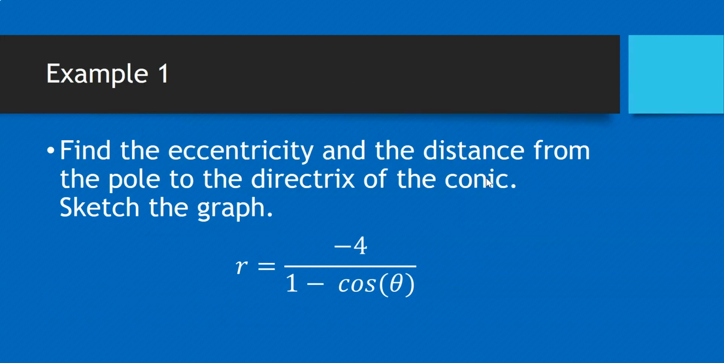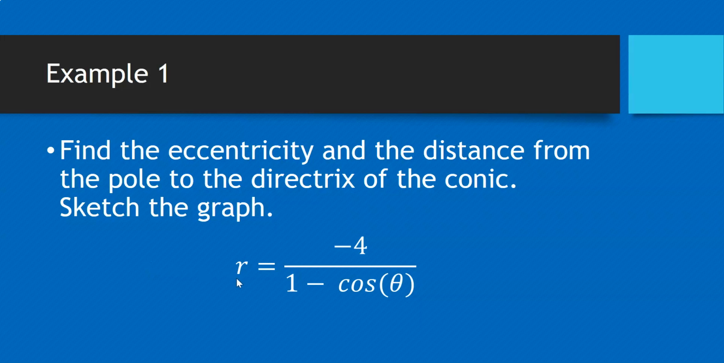So what we're going to do is take equations that are written in that form or similar to that form, and we're going to sketch those. We're going to find the eccentricity and find the distance from the pole to the directrix. And then we'll also do the reverse: we'll create the equation given the eccentricity and some other properties.